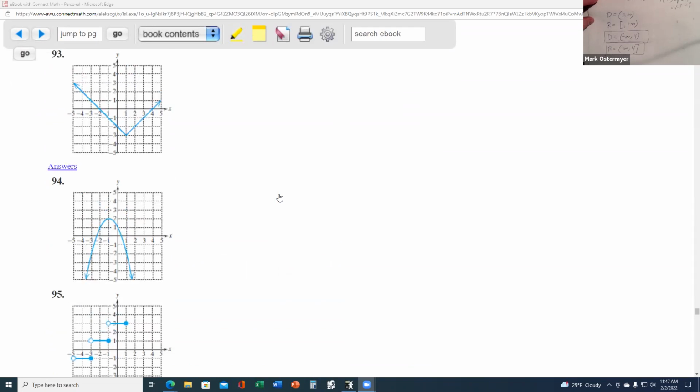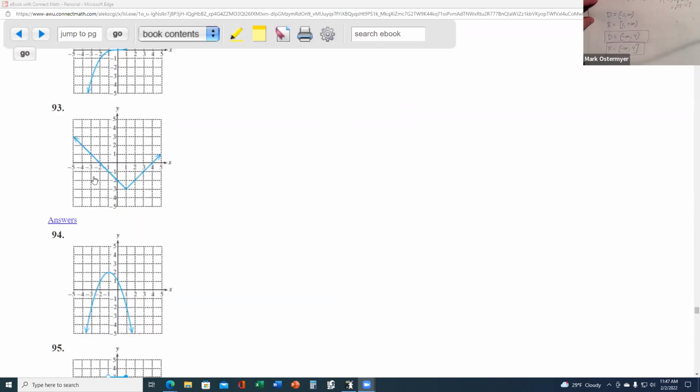All right, ladies and gentlemen, number 93. What would be the domain for number 93? The domain. What's the smallest x coordinate of any point found on this graph? Well, this left branch goes to the left forever, up and to the left forever. So the domain will be from negative infinity up to what? What's the largest x coordinate of any point found on this graph?